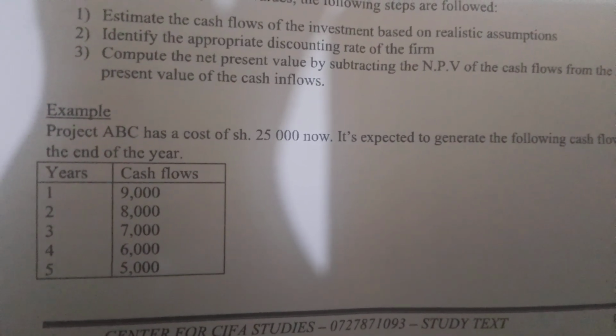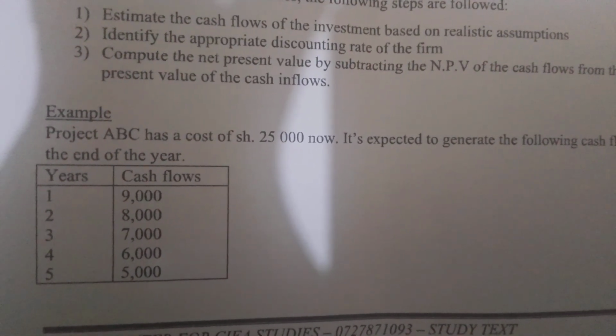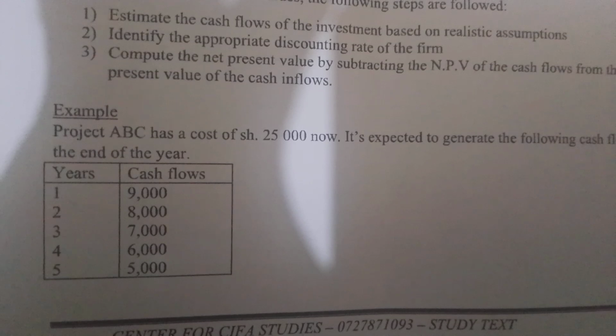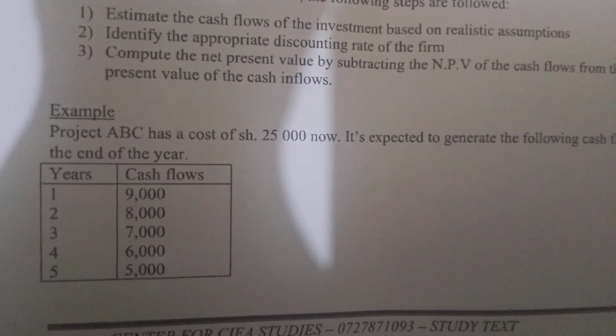N means the number of years. For example, if it is year 1, you'll be raising to negative 1. The second year, raised to negative 2. The third year, raised to negative 3, and so on.